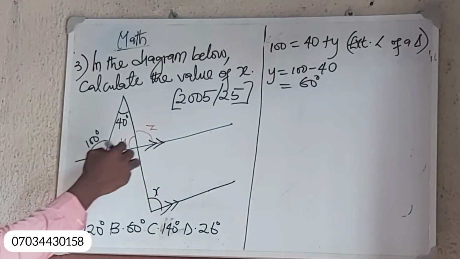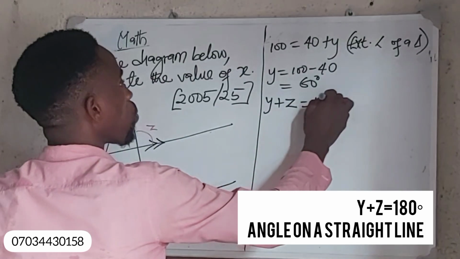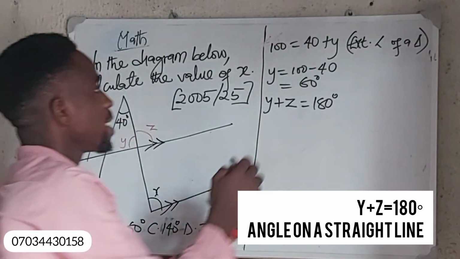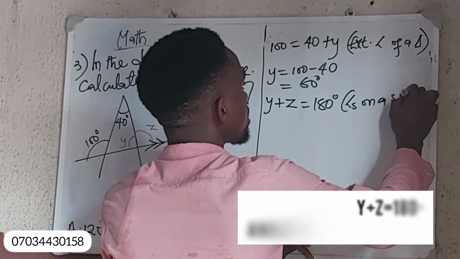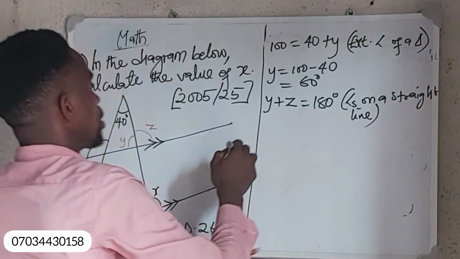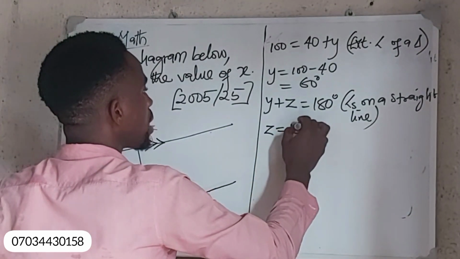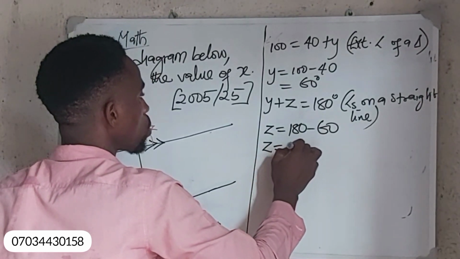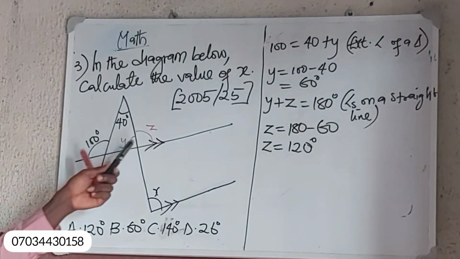So then we know that y plus z is equal to 180 degrees. The reason is because that is a straight line. So we say angles on a straight line. And since we have y, we now say that z is equal to 180 minus 60. And 180 minus 60 should give us what? 120 degrees, right? So z is 120 degrees.